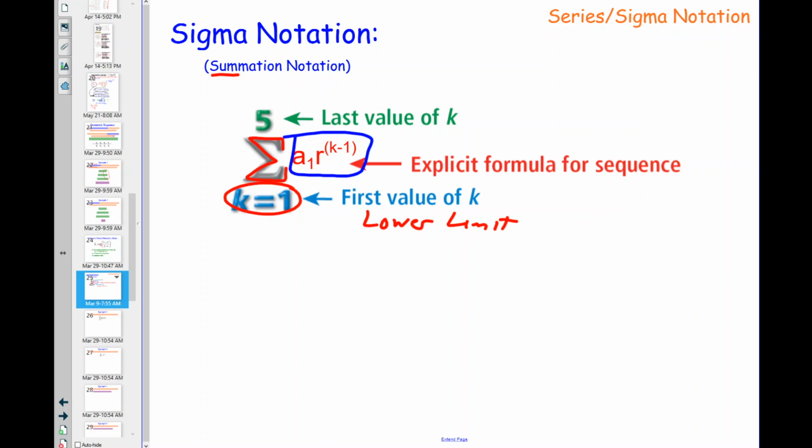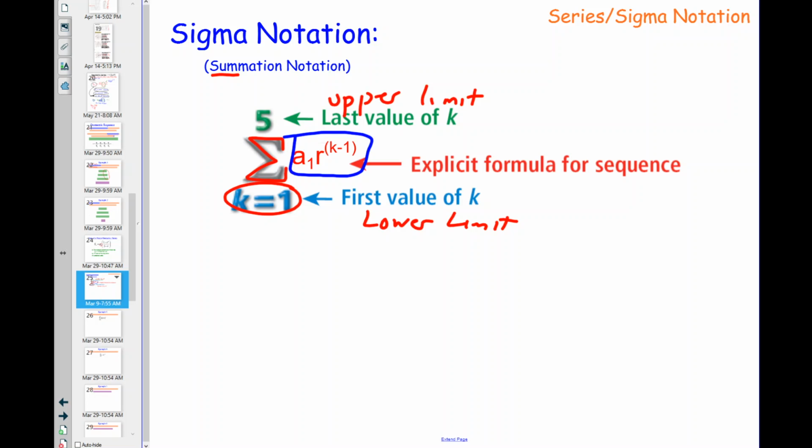It has an equal sign. That's just the format. It's just the way it's written. Okay, up here it's called the upper limit. That's where they want you to stop adding. At what number do we want to stop adding?